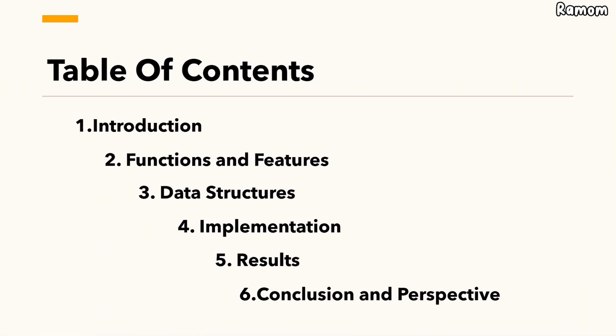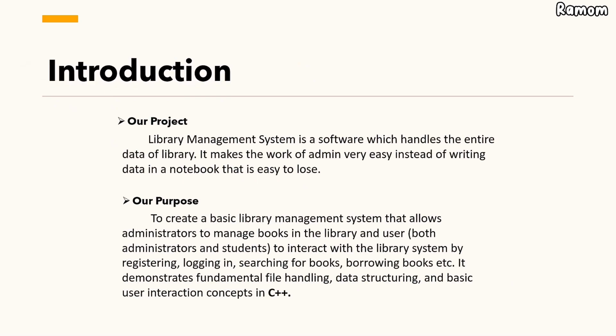This is the table of contents: introduction, function and feature, data structure, implementation, result, conclusion, and perspective. About the introduction, we have two points, our project and our purpose. About our project, a library management system is software which handles the entire data of a library, and it makes the work of the librarian very easy instead of writing data in a notebook that is easy to lose.